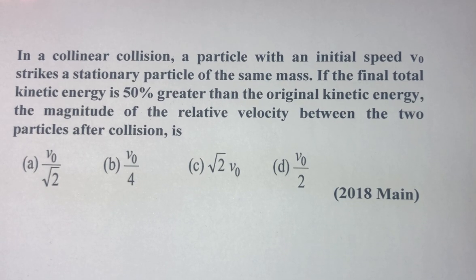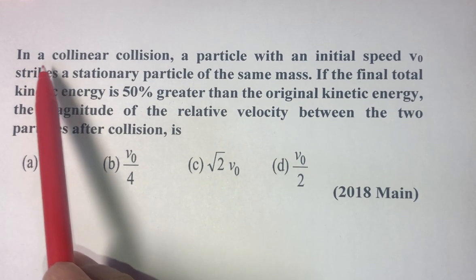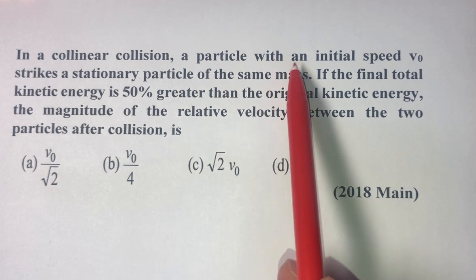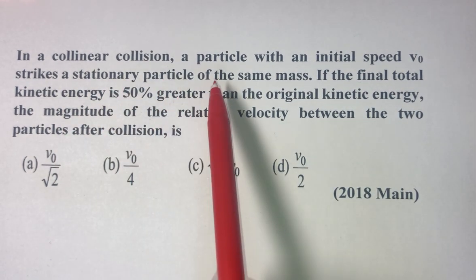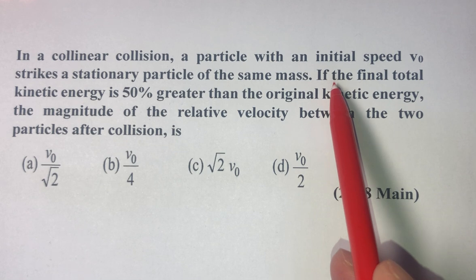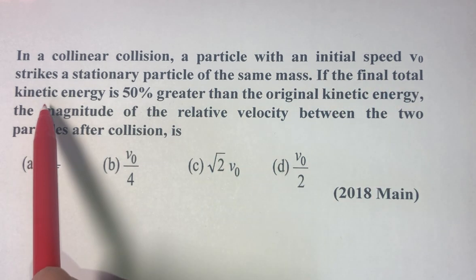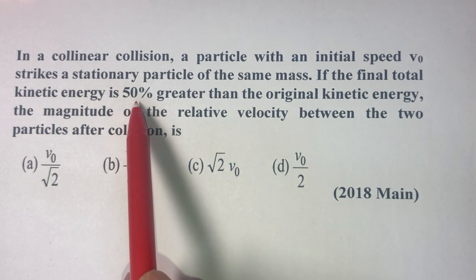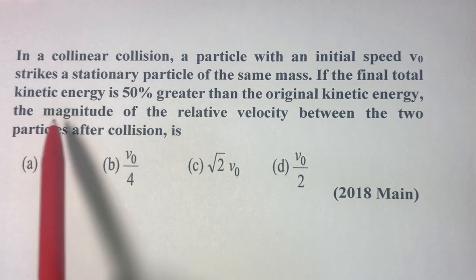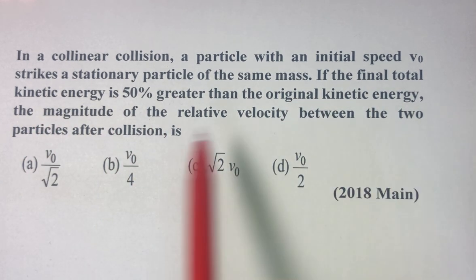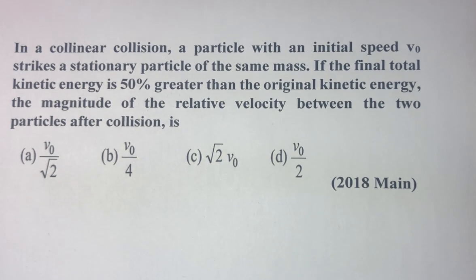Hello friends, today's question. In a collinear collision, a particle with an initial speed v0 strikes a stationary particle of the same mass. If the final total kinetic energy is 50% greater than the original kinetic energy, find the magnitude of the relative velocity between the two particles after the collision.